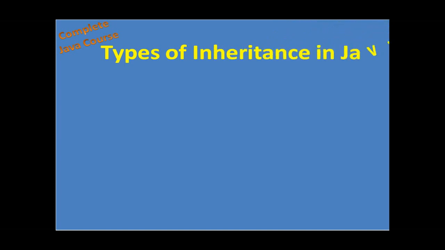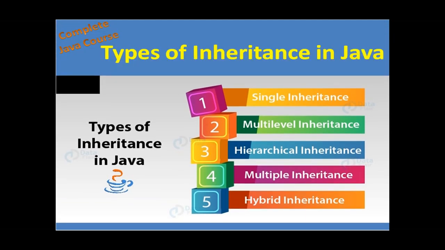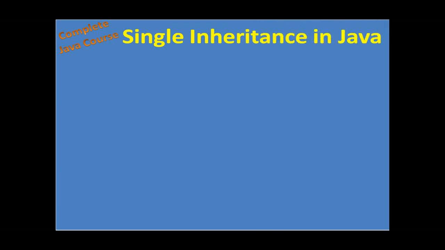So now we will talk about the types of inheritance in Java. Number 1, single inheritance. Number 2, multi-level inheritance. Number 3, hierarchical inheritance. Number 4, multiple inheritance. And number 5, hybrid inheritance. So first we will talk about single inheritance in Java.